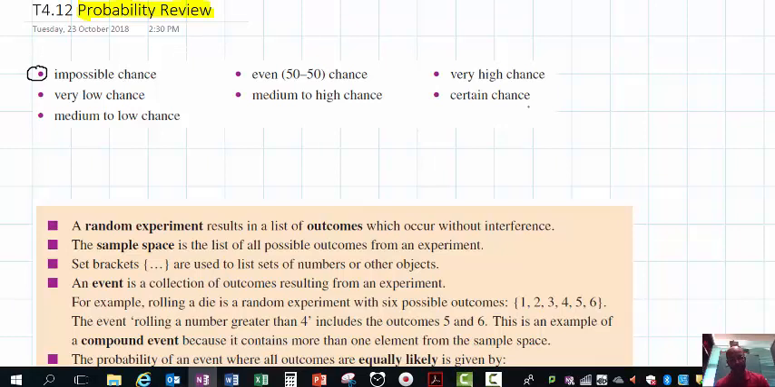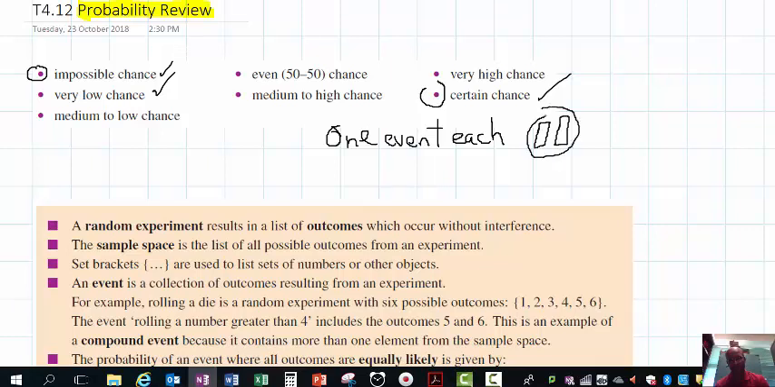So these ones here, from there to the last one there, I want you to come up with one event for each. One event that you could describe its probability as either an impossible chance or an impossibility. Then another event has a very low chance, etc., etc., right up to the last one, something that has a certain chance or is called a certainty. So one event for each of those. So pause the video now and write down an example for each of those.